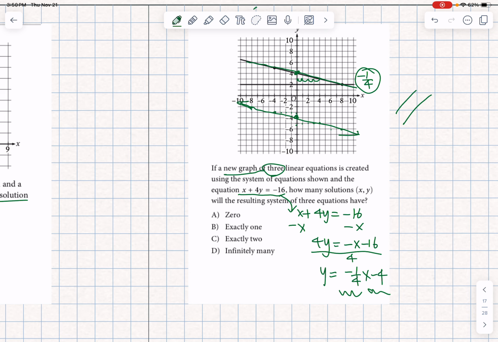Even though the first two lines intersect here, that's not a solution, because we're trying to find the solution of three linear equations. That means you need to find the intersecting point of all three, but there's no intersection because two lines are parallel. So the answer is 0.